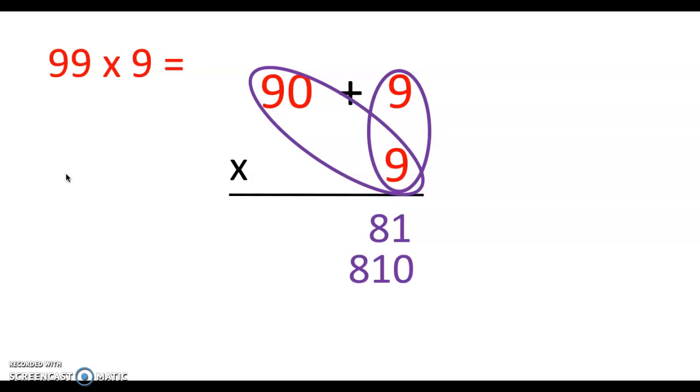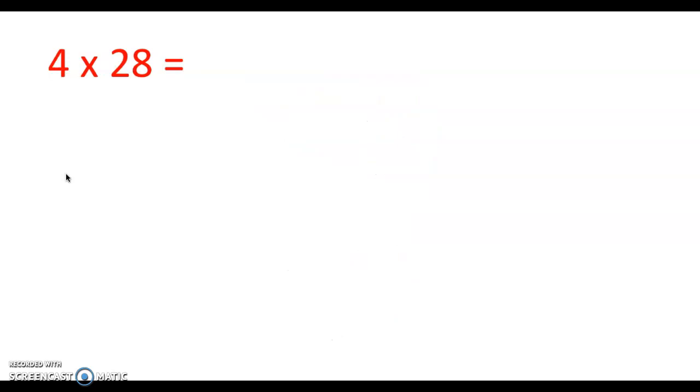Alrighty, 1 plus 0 is 1, 8 plus 1 is 9, 8 plus nothing is 8. That gives me 891. If you got that, give yourself a big old cheer. Good job, good job. Okay, let's try another. 4 times 28. Sorry. Go ahead and solve it.